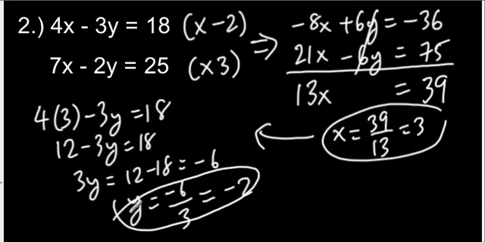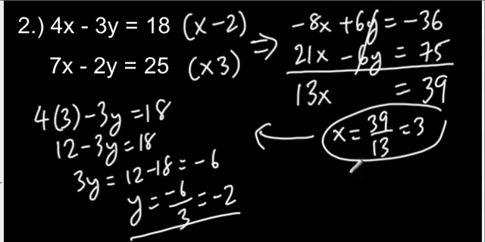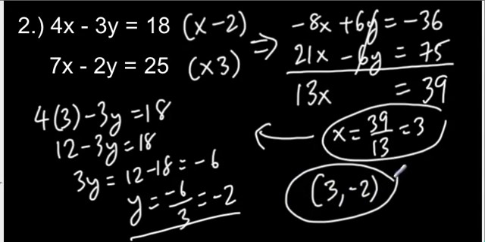So we've got x, we've got y. You know what? I think I just circled it too much. Sorry, y is equal to negative 2. So we've got an x, we've got a y. So our coordinate is now (3, negative 2), and that's the point of intersection.